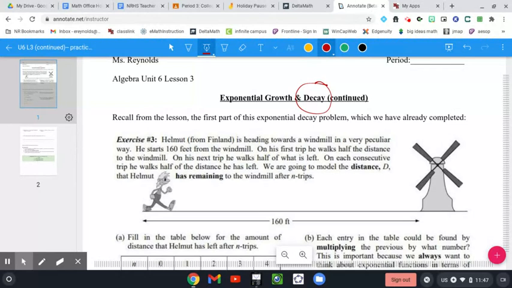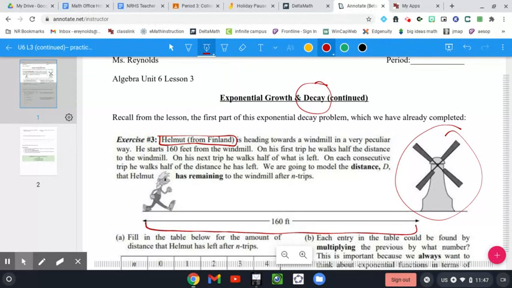So here's our situation. We have this person named Helmut from Finland. He is heading towards the windmill in a very peculiar way. What he's doing is he's starting 160 feet from the windmill. So this original distance is 160 feet. And on his first trip, he walks half the distance to the windmill. So he walks and stops here. So that would be 80 feet, right? Half the distance. And then he's here.